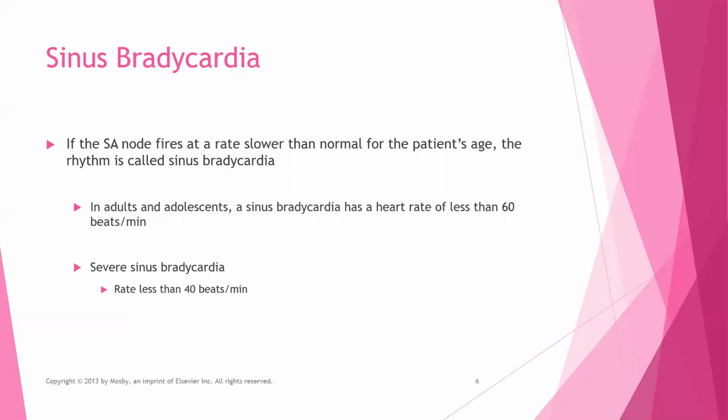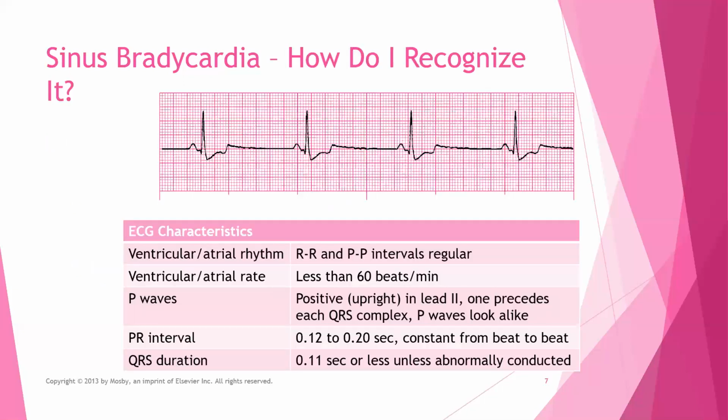And remember, we sort of think 50 to 60 is a gray zone, but we still call it a bradycardia if it's less than 60. And we call it a severe bradycardia if it's less than 40. So let's look at a strip here. What do we see? Here we've got a sinus bradycardia at 40.